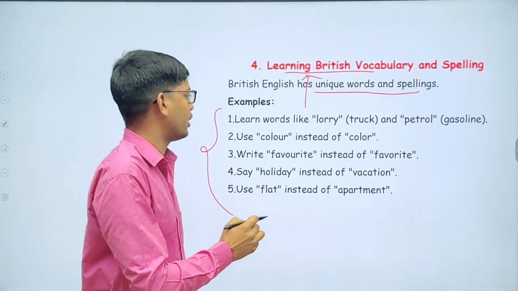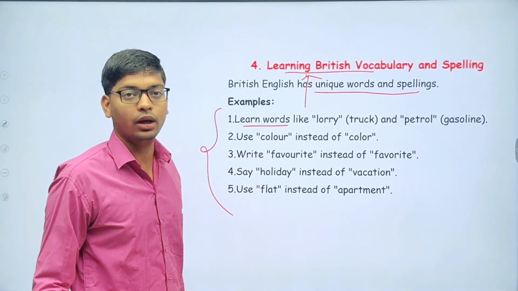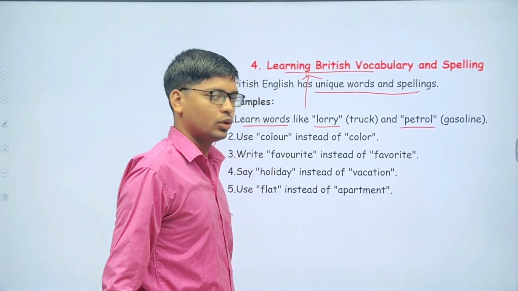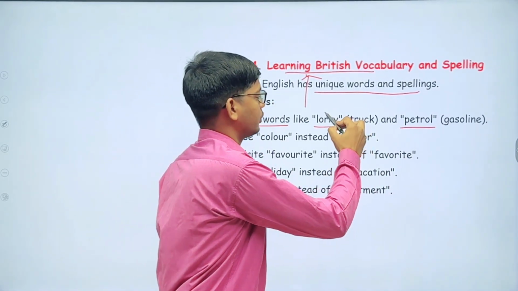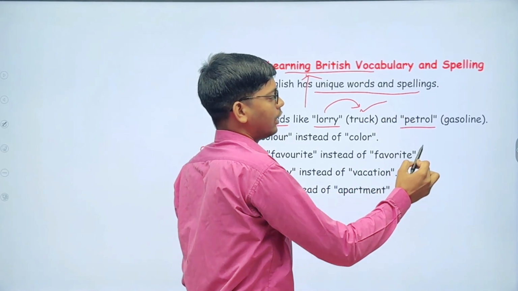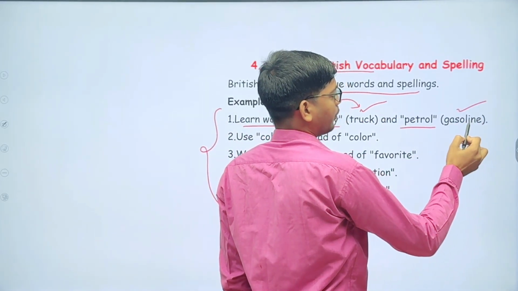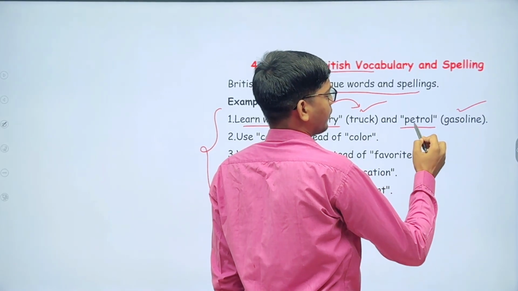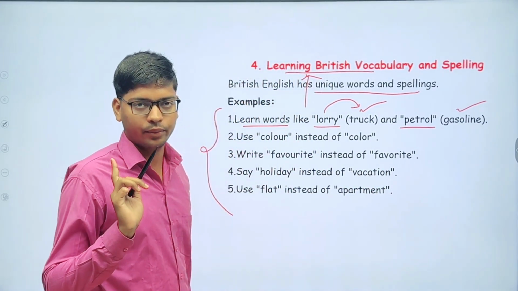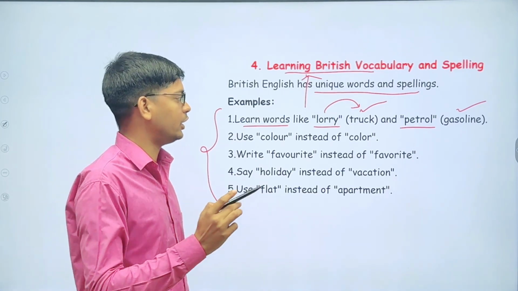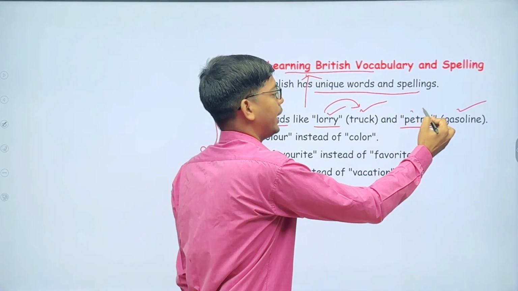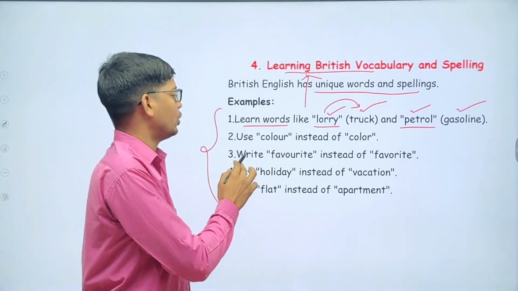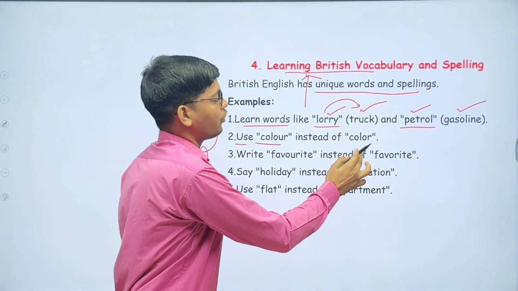Here are 5 examples so you can fulfill our main method requirement. First, learn words. For example, lorry and petrol. An American would say truck and gasoline. But if you want to speak like a British person, you have to know lorry, petrol, these kinds of words.